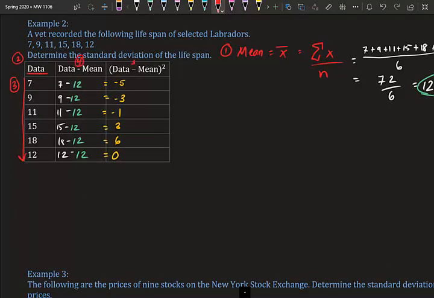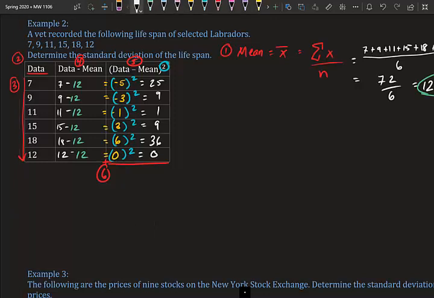Our fifth step is to actually square it. So that's what we're going to do to each of these values, is square them. That's going to lead us to our sixth step. After we square them, we're going to add them up. Negative 5 squared is 25. Negative 3 squared is 9. Negative 1 squared is 1. 3 squared is 9. 6 squared is 36. 0 squared is 0. We're going to add up all of those numbers: 25, 9, 1, 9, 36, and 0. And we get 80. That brings us to our seventh step.